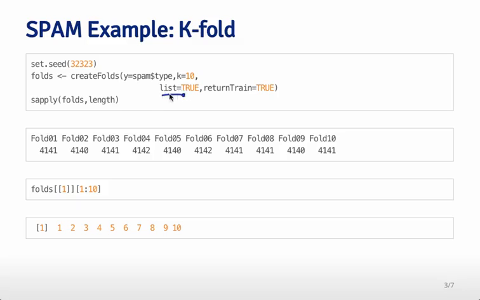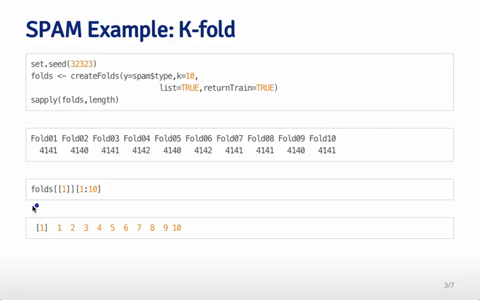And in this case, I also tell it list equals true, which means it will return each set of indices corresponding to a particular fold as a list. And you can tell it to either return the training set or not return the training set. So for example, if I do this, then I've got a bunch of different folds that I've created, and for each one I want to check the length of that fold. And so for example, in fold 1 there are 4,141 samples, and fold 2 there's 4,140, and so forth. So it split the data set up into 10 folds, where each fold has approximately the same number of samples in it.